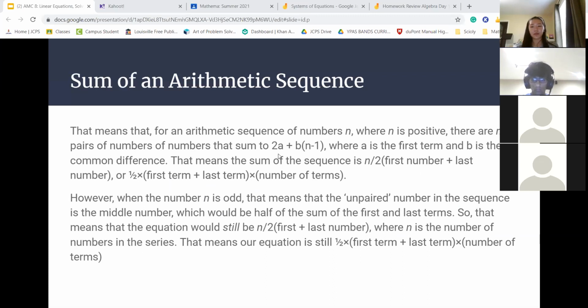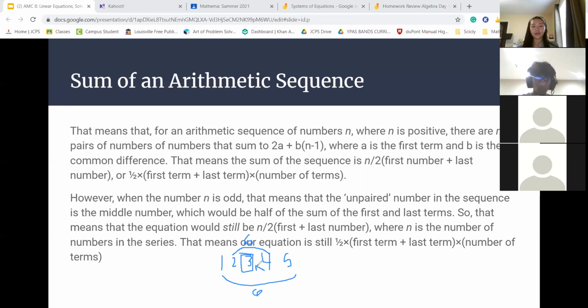Oh, and a common question that would come up is, what do we do if there's a number in the middle? So what this means is, if I have 1, 2, 3, 4, 5, I have this pair, right? So this 1 plus 5 is 6. And then 2 plus 4 is also 6. But what about this 3 in the middle? What do we do about this?